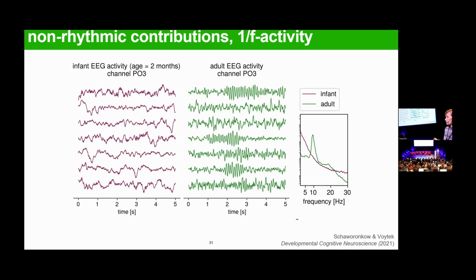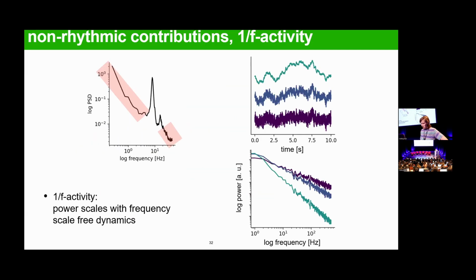If you now compute the spectrum, you would see that you have a nice spectral peak for the adult. But for the infant, you also have something. So what is that something? It's kind of different in nature from what you have for the adult. So this is a very common ingredient of electrophysiological data. It's this 1/f type of activity.